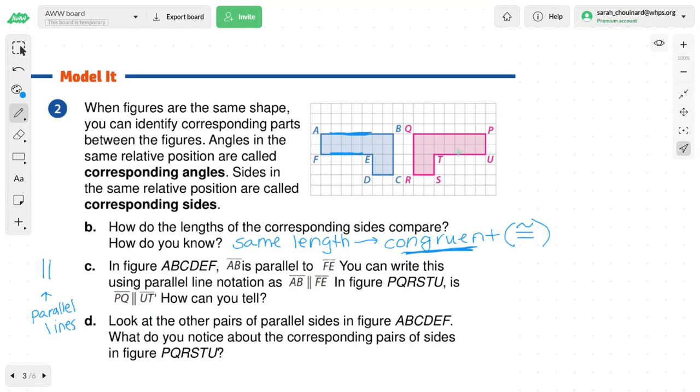And then in PQRSTU, PQ and UT are also parallel. How can we tell? Because they are never going to cross.